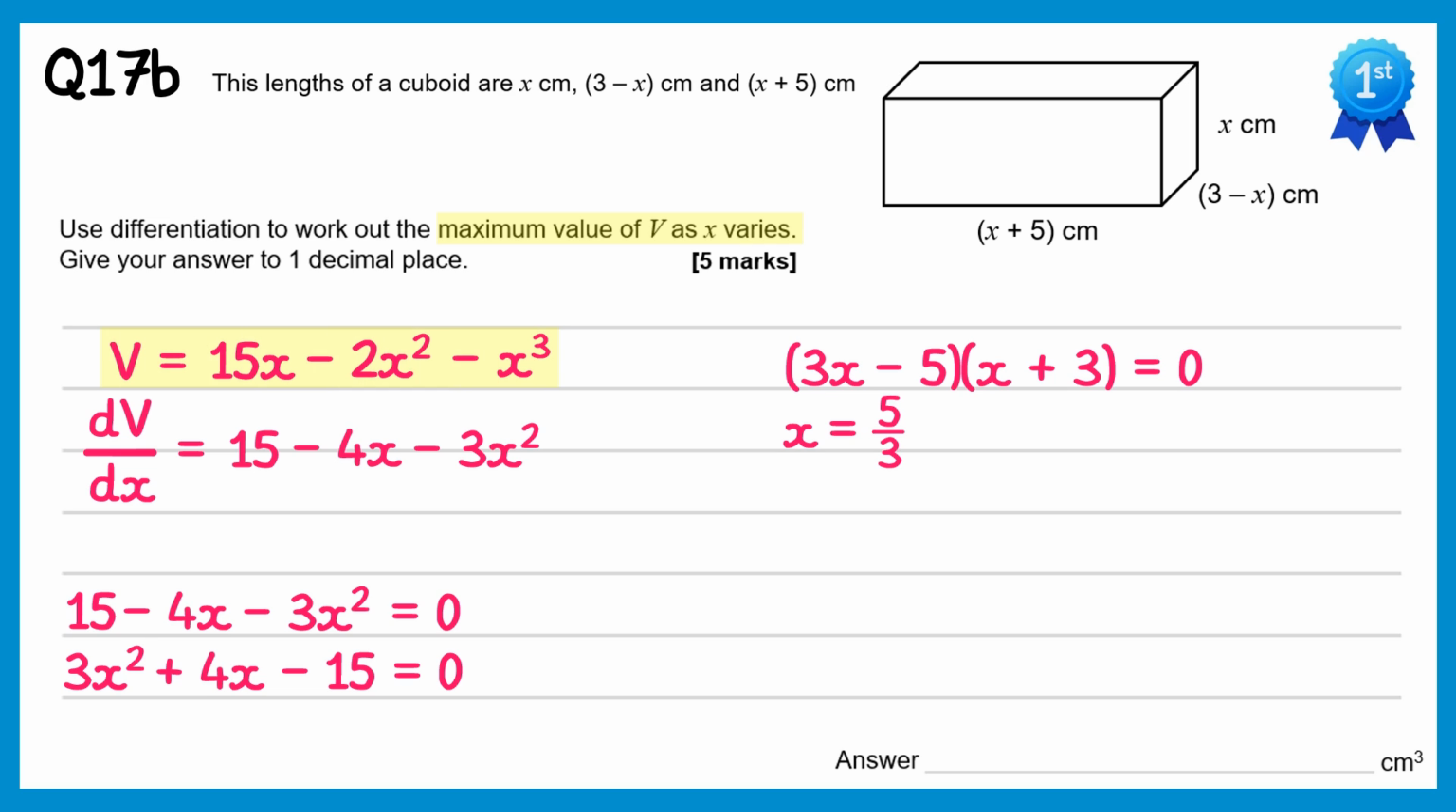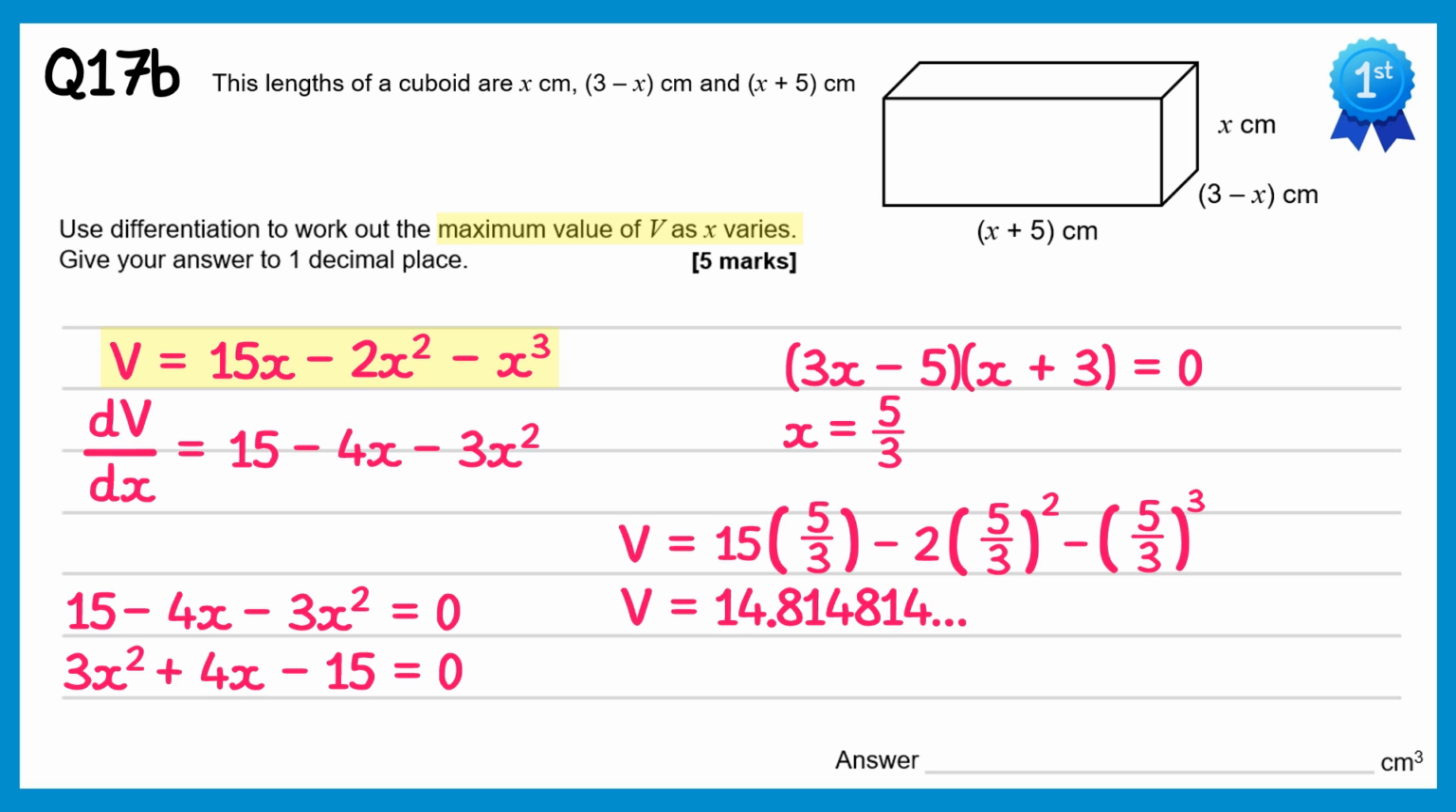V equals this. So we're just going to substitute this x value into that formula. So 15 lots of x, which is 15 lots of 5 over 3, minus 2 lots of x squared, and then minus x cubed. You can just type this straight into your calculator and you'll get this as your answer. The question asks for 1 decimal place, so that would be 14.8, which is your answer to the question.